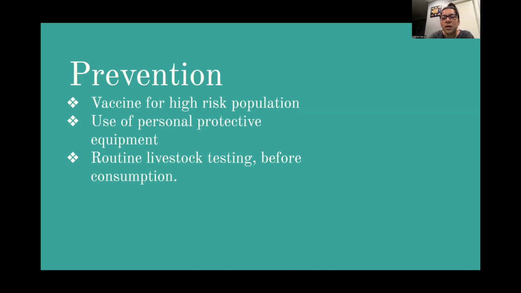The person that is at high risk of contracting anthrax will have to use personal protective equipment to prevent acquiring anthrax, such as gloves or a gown and glasses and even a mask if they're working directly with soil and there's a suspicion that there's contamination.